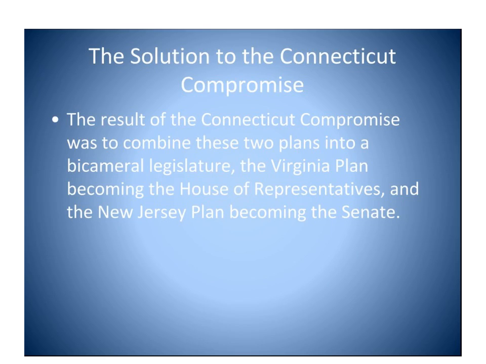Now, the solution of the Connecticut Compromise. Excuse me, I said that really wrong. The result of the Connecticut Compromise was to combine these two plans into a bicameral legislature, the Virginia plan becoming the House of Representatives that we have today, and the New Jersey plan becoming the Senate.